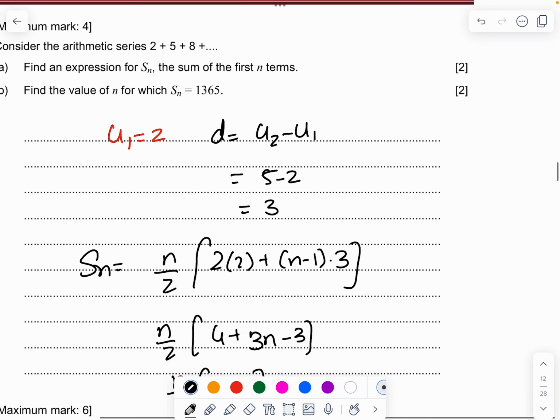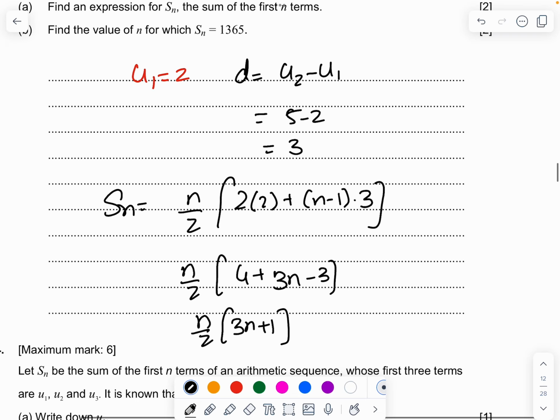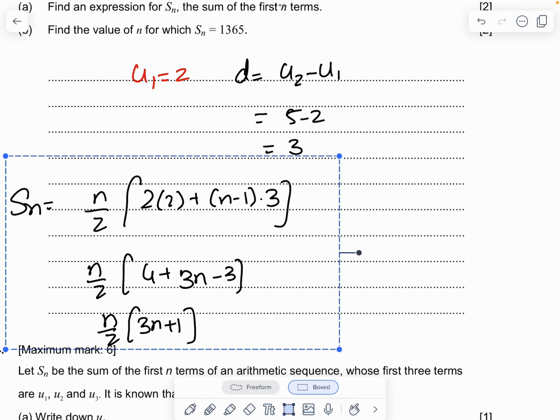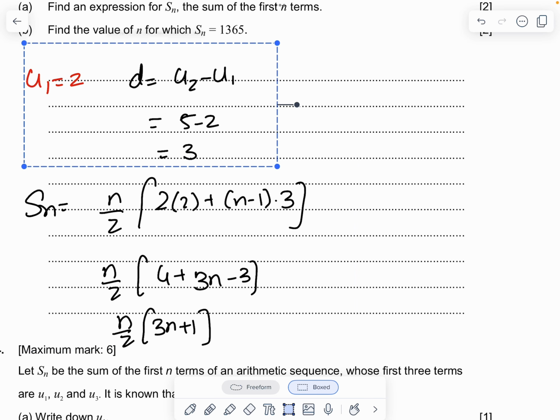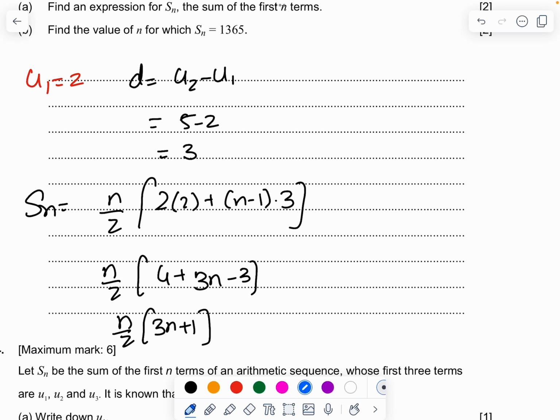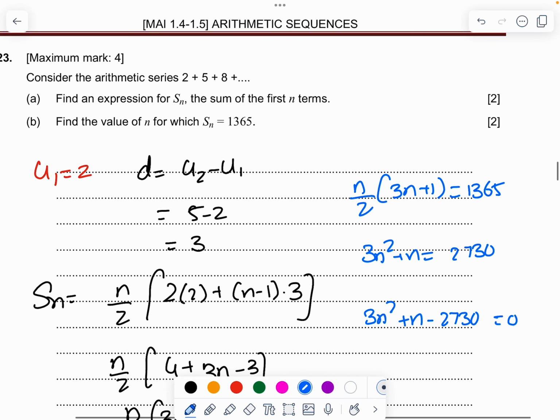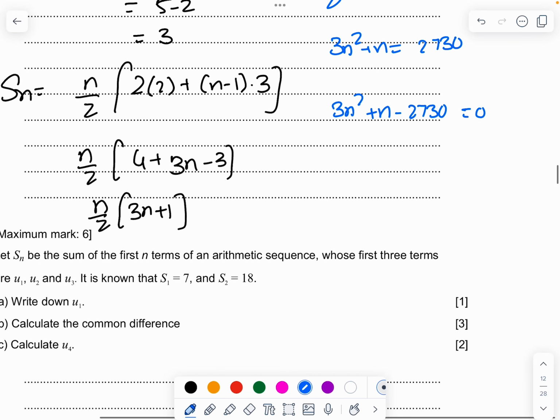Find the value of n for which Sn is 1365. So we know that Sn is 1365. So n upon 2 times 3n plus 1 equals 1365. So 3n square plus n equals 2730. 3n square plus n minus 2730 equals 0. Then with a graphing calculator, you can get the value of n as 30, or n as minus 91 upon 3, which is not possible. So that's going to be the answer.